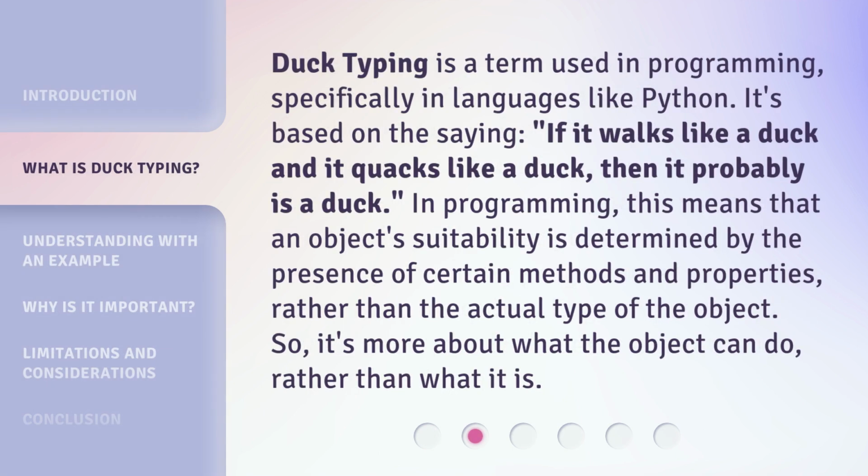Duck typing is a term used in programming, specifically in languages like Python. It's based on the saying, if it walks like a duck and it quacks like a duck, then it probably is a duck. In programming, this means that an object's suitability is determined by the presence of certain methods and properties, rather than the actual type of the object. So, it's more about what the object can do, rather than what it is.